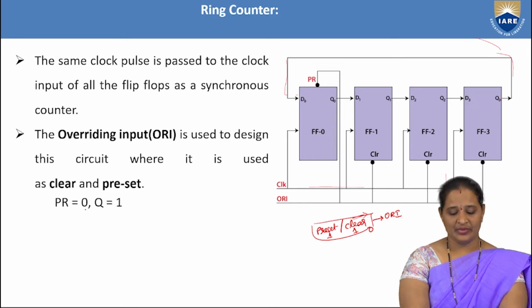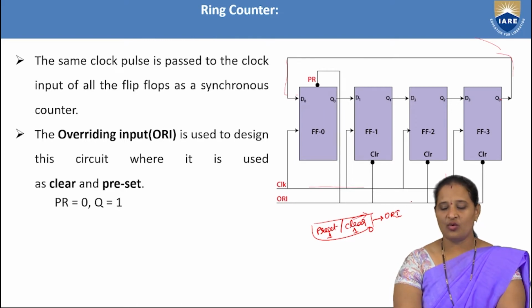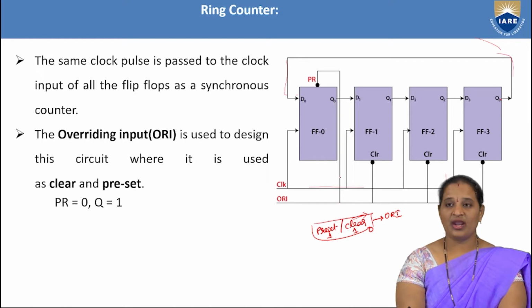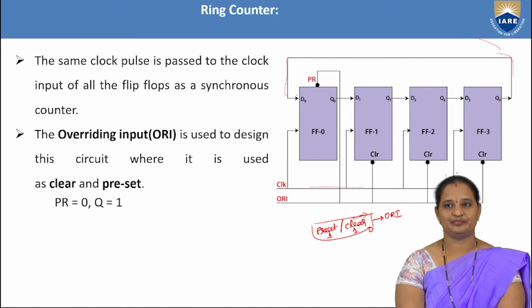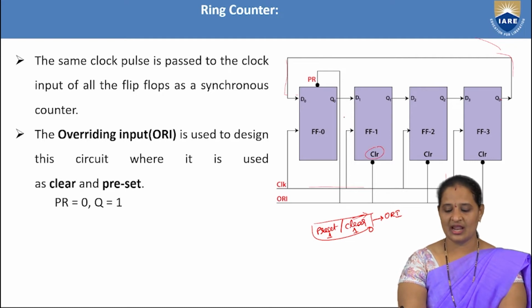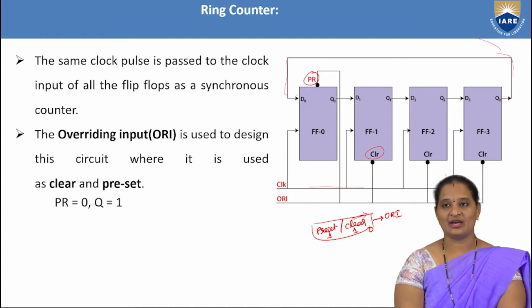Here let us see. We are applying overriding inputs to all the flip-flops. The overriding input is taken as the preset input to the first flip-flop, whereas for all the remaining flip-flops it is taken as the clear input. CLR stands for clear, whereas PR stands for preset. So ORI, the overriding input, is applied as the preset input to the first flip-flop and the clear input to the next 3 flip-flops.